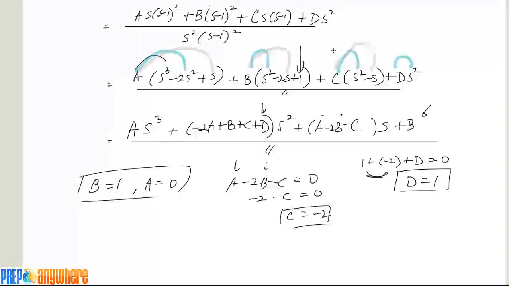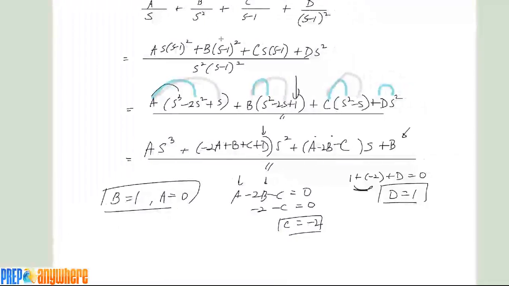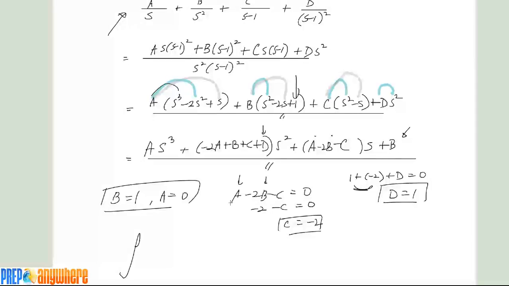Let me zoom out one more time. Okay, maybe one more time. So this is what we originally had. Okay, so now we can say the integration, A was 0, so that's gone. B was 1, so we have 1 over s squared. Okay, and then C was negative 2. So we get negative 2 over s minus 1. And D is 1, so 1 over s minus 1 squared.